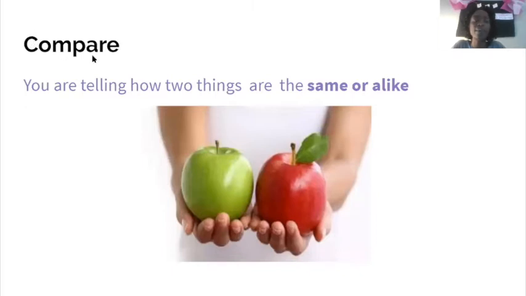This word is compare. Can you say compare? Compare, awesome job. It means you are telling how 2 things are the same or alike. Let's look at our picture below here. We notice that these are both apples. So that's one way we can compare them. We also notice that they're circular shaped, they're both fruits, and they are healthy.